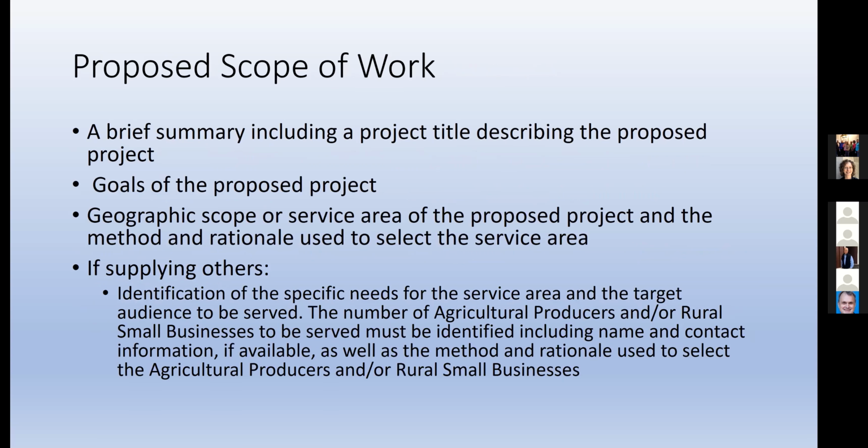You need a proposed scope of work, which is a brief summary, including the project title. You want to talk about the goals of the project, like we want to generate X amount of kilowatt per hour with our solar installation that will serve purposes of running our electric fence and providing power for various pumps, for example. You want to indicate the service area of the project, and if relevant, the method and rationale to use to select that.